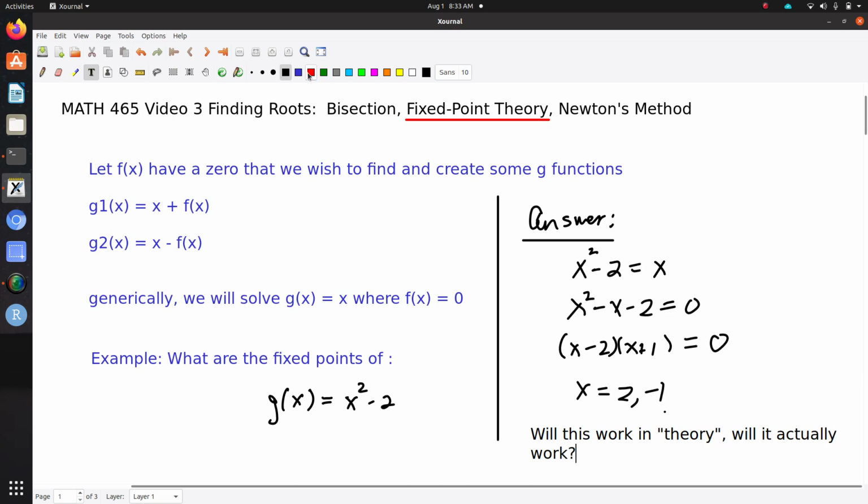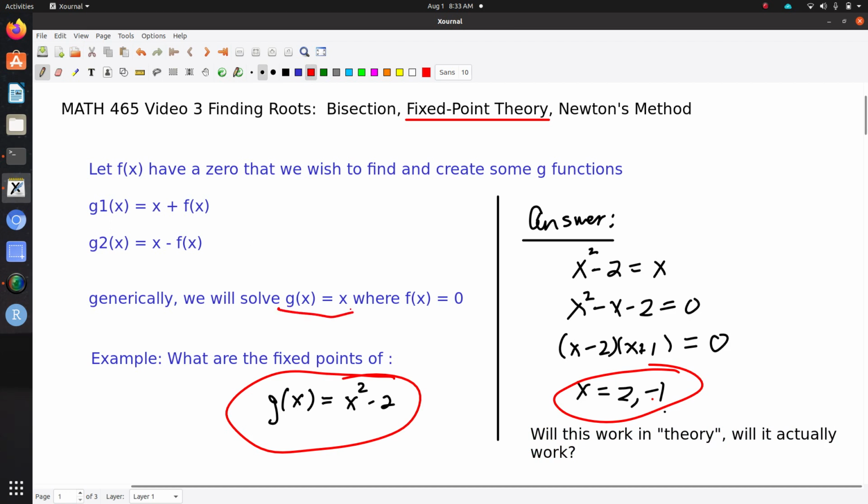We're going to chuck these guys back in and see if we actually have g of x equals x. So let's just do that real quick. Okay, g of 2 is 4 minus 2, which is 2, so that worked. g of -1 is 1 minus 2, which is -1, so that worked. So yes, it did work in theory.